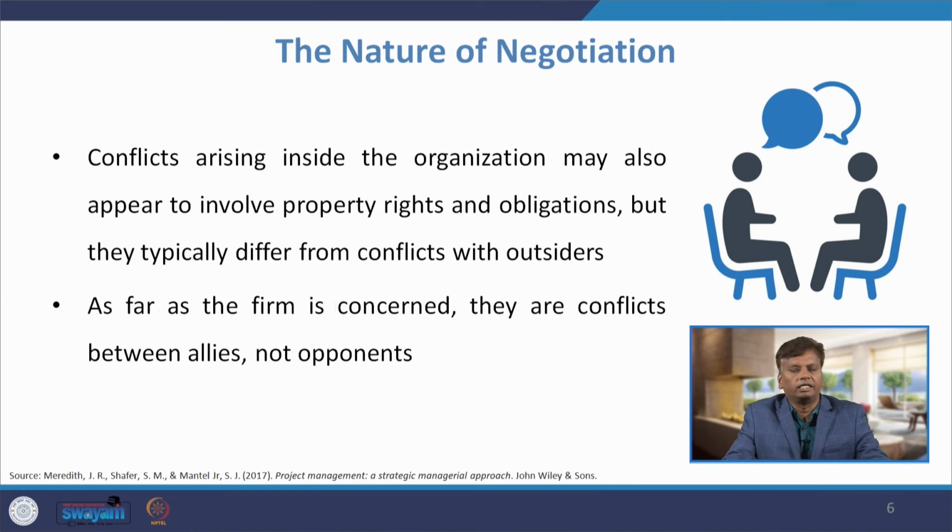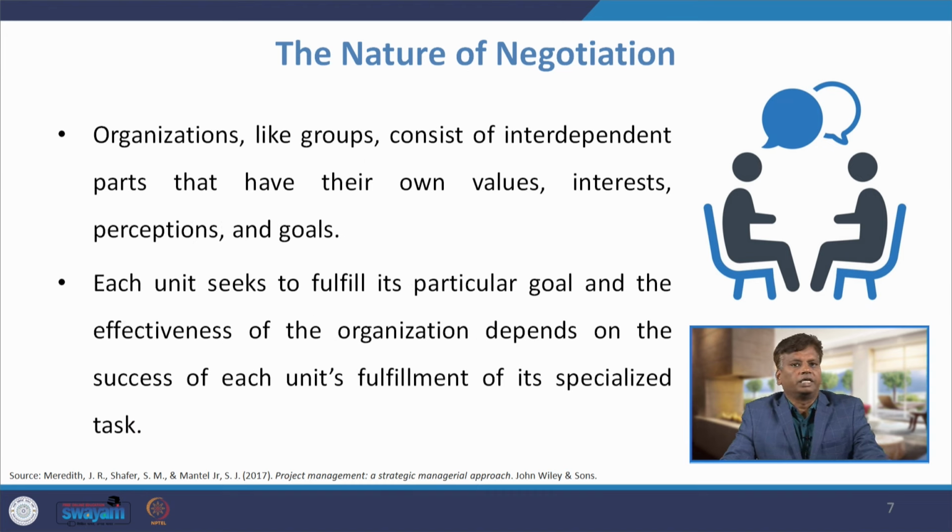Conflict arising inside the organization may also appear to involve property rights and obligations, but they typically differ from conflict with outsiders. As far as the firm is concerned, they are conflicts between allies, not opponents. So, in the project context, the conflict arises only between allies, friends, not opponents. Organizations, like groups, consist of interdependent parts that have their own values, interests, perceptions and goals. Each unit seeks to fulfill its particular goal, and the effectiveness of the organization depends on the success of each unit's fulfillment of its specialized task. Since each unit wants to fulfill its own goal, that leads to conflicts. So, we need to talk about negotiation here.